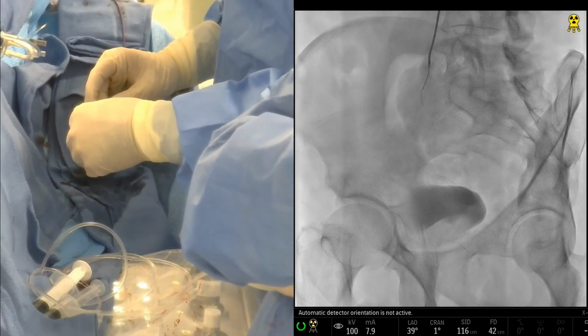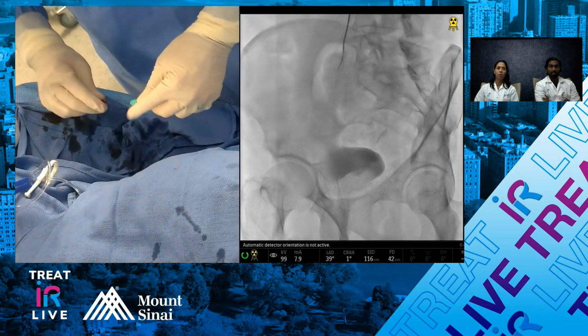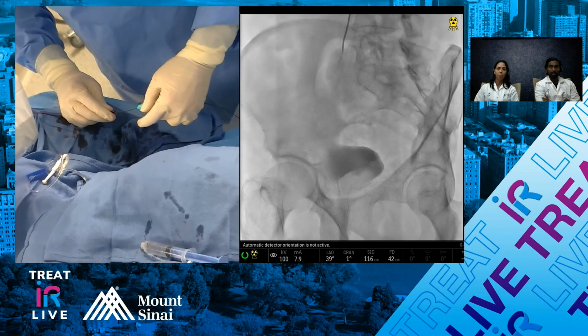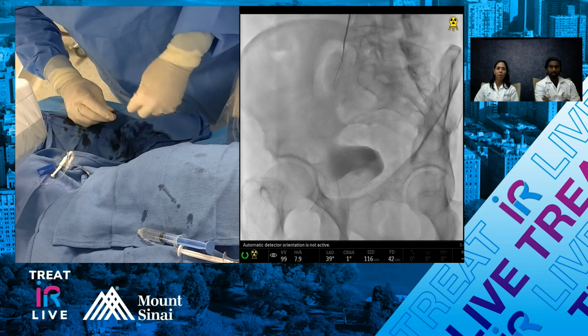For a period, you were coiling the prostate artery on the way out. Do you think that's really where the failure is, or are these recurrences taking place because of this collateral supply?